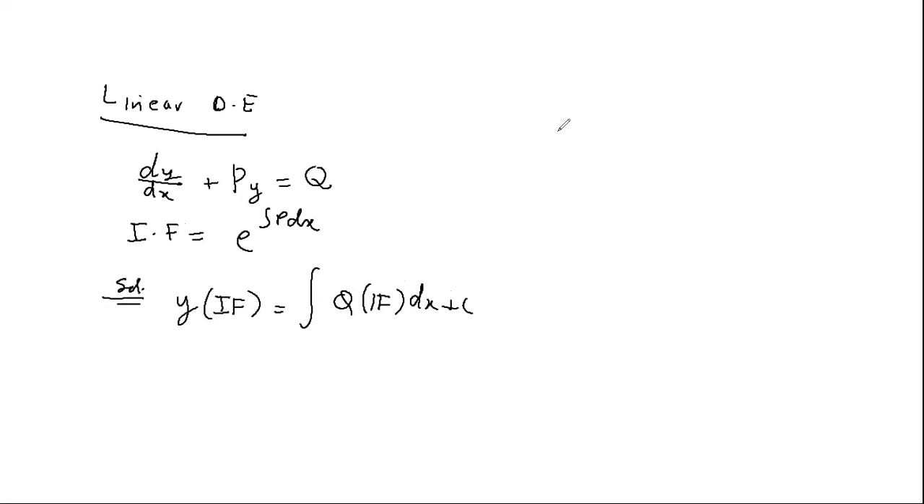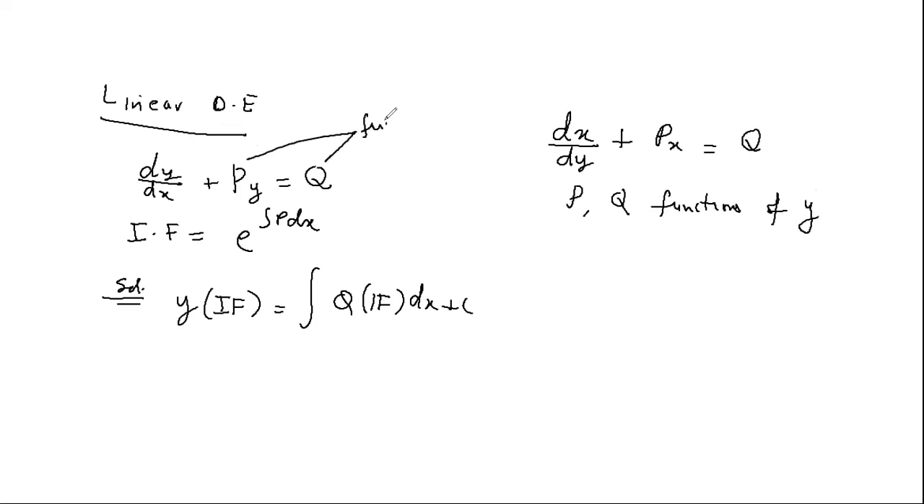Now let's have a look at another kind. dx by dy plus Px is equal to Q. Here P and Q are functions of y. So if x is occurring only once, then immediately you should think of dx by dy. Then the integral factor would become, all x will become y, integral P dy.